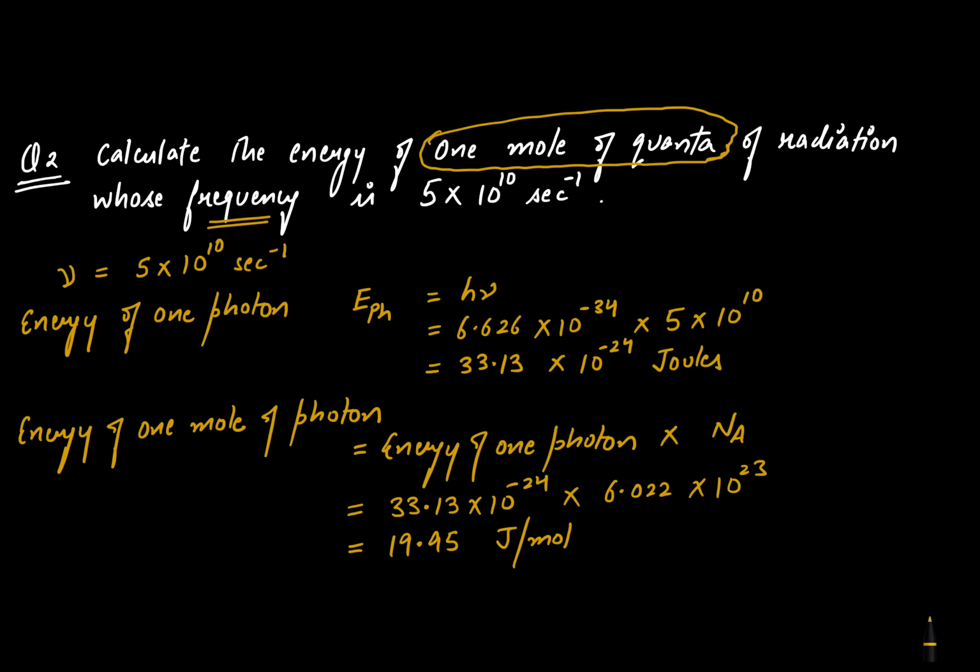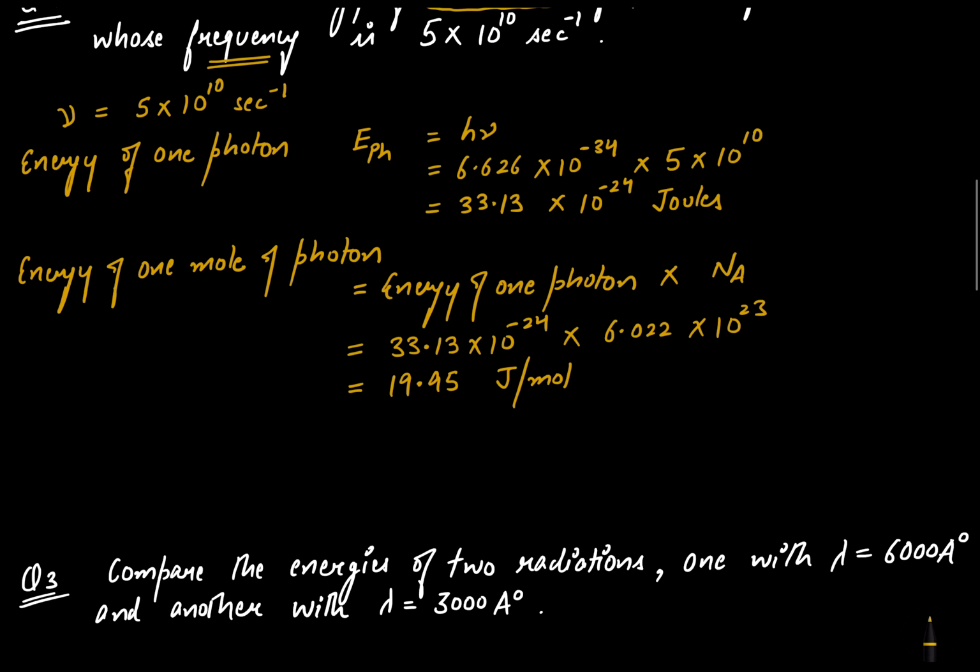So what I have done in this numerical is evaluate the energy of one photon. Then I know that 1 mole of quanta or 1 mole of photons will have 6.022 into 10 to the power 23 photons. This Avogadro number of photons into the energy of 1 photon gives me the energy of 1 mole of photons. That comes out to be 19.95 joules per mole. Hopefully you got the second numerical also. So now let's move to the third numerical.